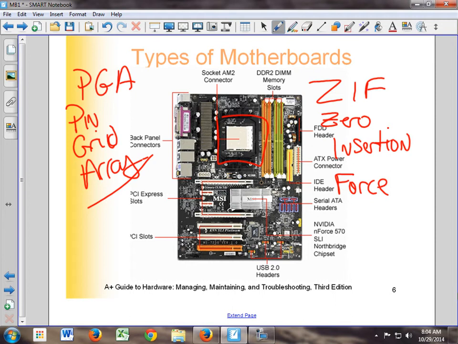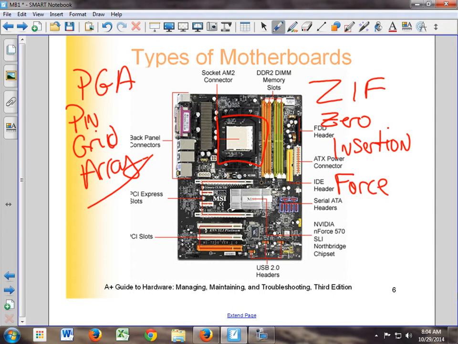And zero insertion force means that I should be able to line it up, and it should just drop right in. And when I go and put that CPU in, I put a little bit of pressure on it to make sure it's all the way in, as I put down the lever and lock the lever on. So that's a zero insertion force socket. It's also a PGA socket that goes on that.